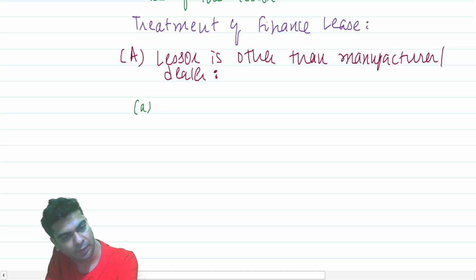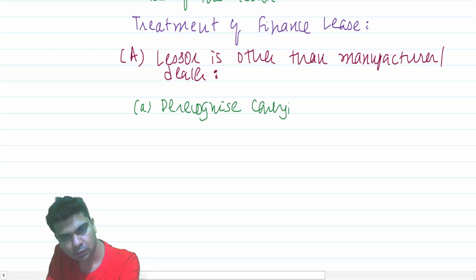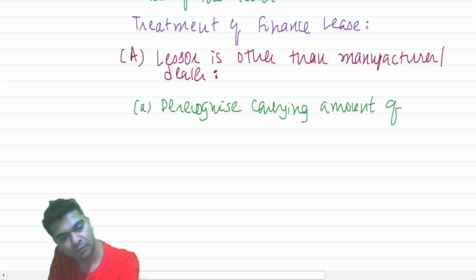Say A, derecognize carrying amount of asset, that is rupees 1 lakh.